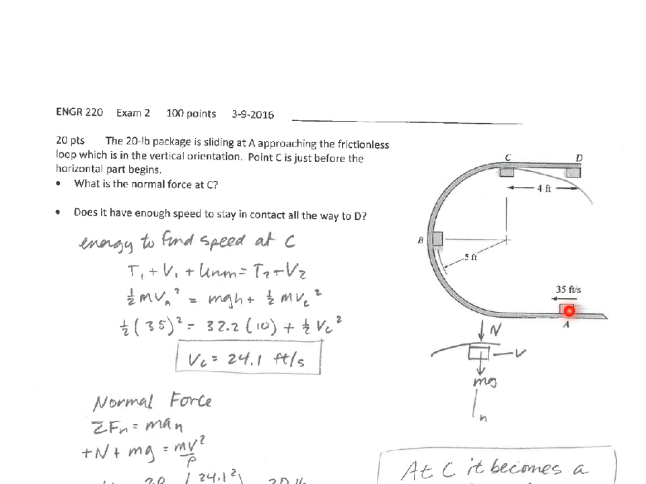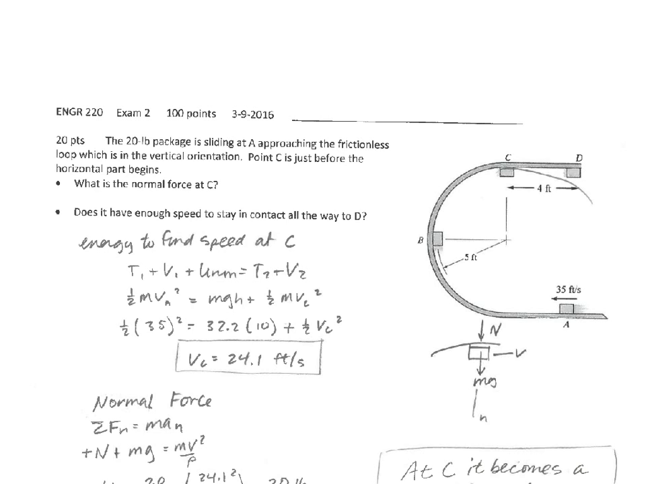It's an energy problem, so we had 1/2 mv squared. We gain some mgh, and then we still have some 1/2 mv squared at the top. And so when we use that concept, we get the velocity at C is 24.1, and then it becomes a normal force problem.